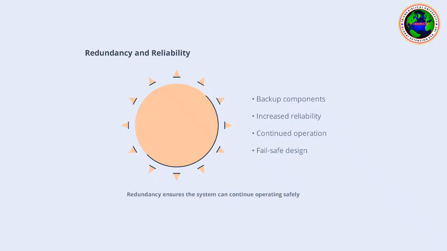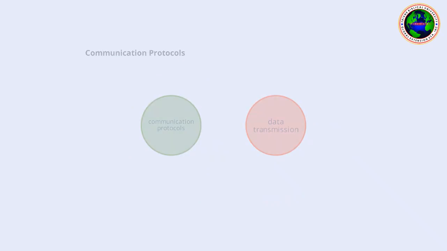Redundancy ensures the system can continue operating safely even if something goes wrong. Effective communication between components is essential. Control systems use protocols like CAN, I2C, or Ethernet to transmit data quickly and reliably. Choosing the right protocol depends on the system's complexity, speed requirements, and environment.